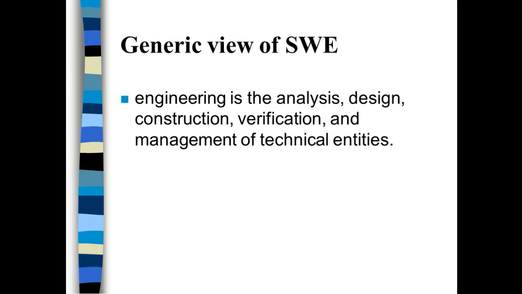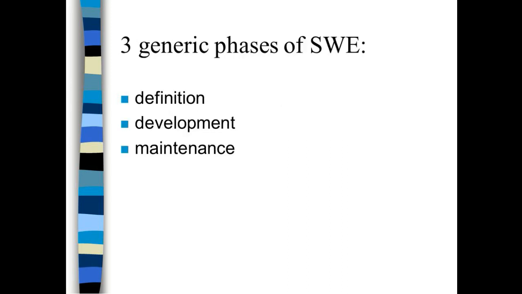Generic view of software engineering. Engineering is the analysis, design, construction, verification, and management of technical entities. Three generic phases of software engineering. Basically, we have three basic phases: the definition, the development, and the maintenance. One by one, we will discuss each phase.